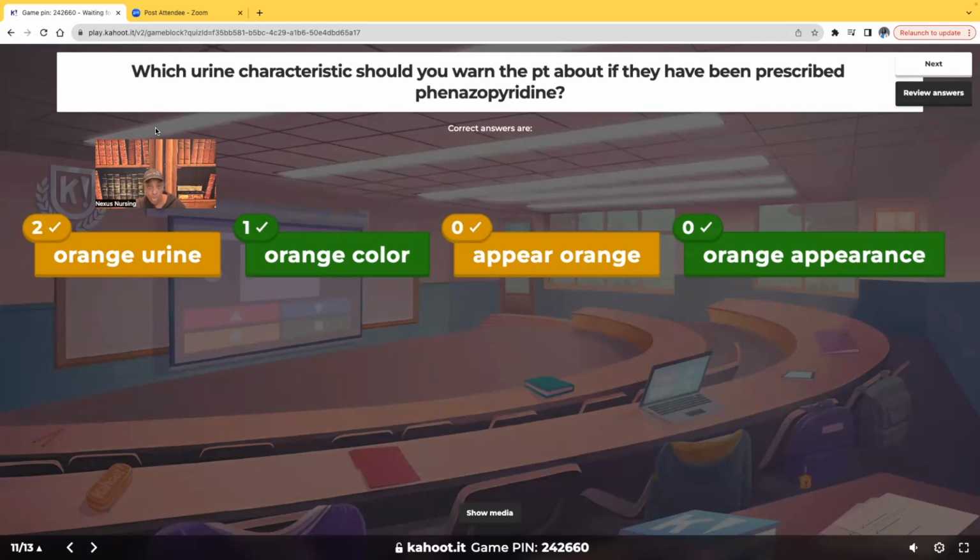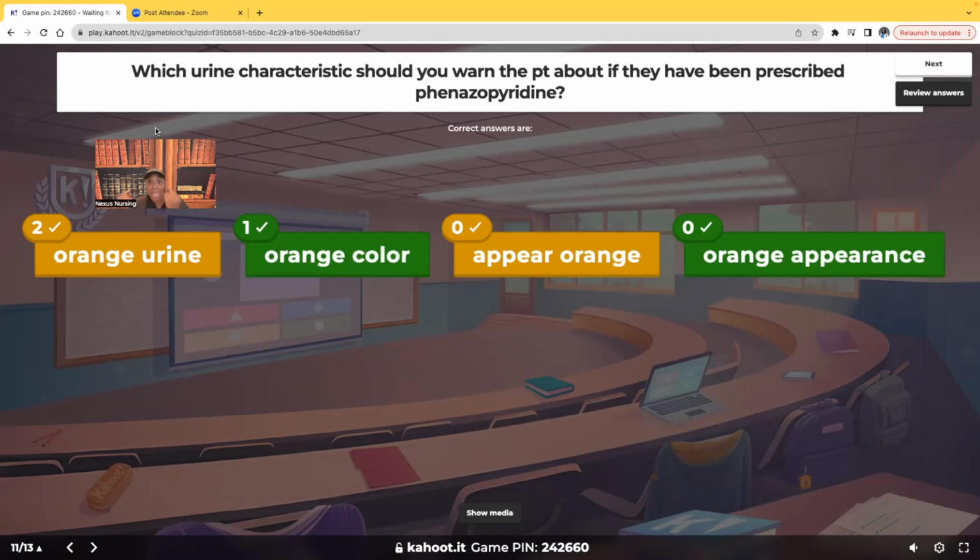If you don't warn them in advance, they're going to freak out. So you're going to warn that patient about that in advance. A couple other things you guys got to know about this medication. Remember, again, it's an analgesic. It's not an antibiotic. It'll turn their urine orange.